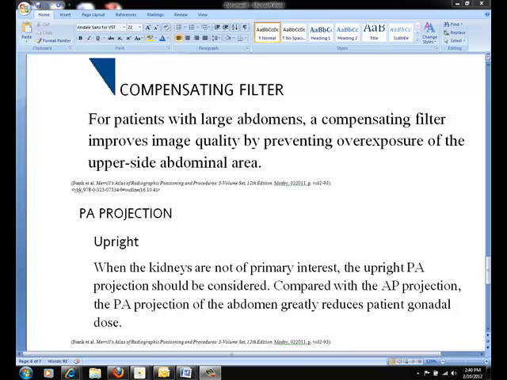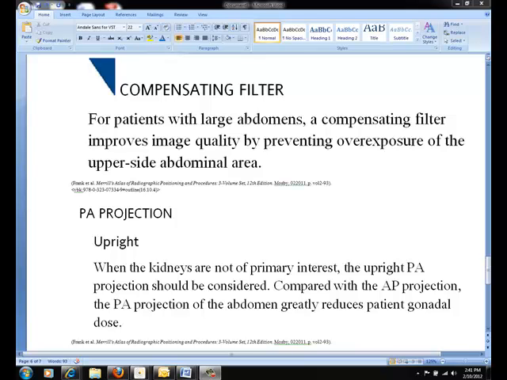Here is some additional information that is sometimes helpful regarding abdominal radiographs. However, it is very seldom used in common practice. A compensating filter should be used for patients with large abdomens. A compensating filter improves image quality by preventing overexposure of the upper side of the abdominal area.